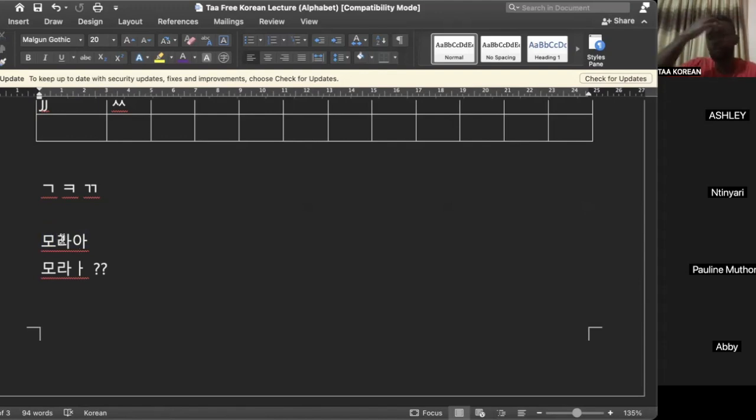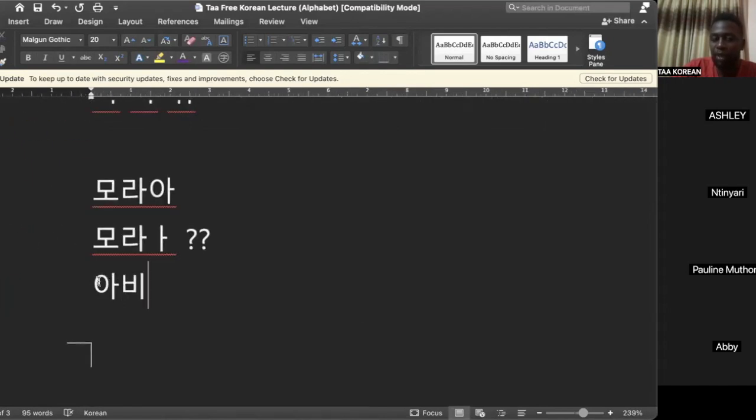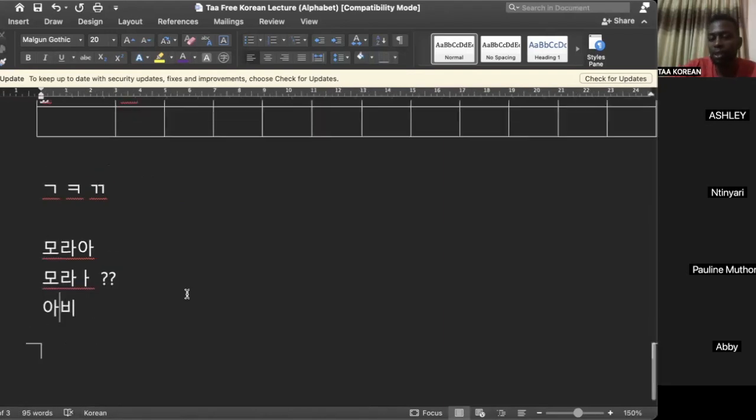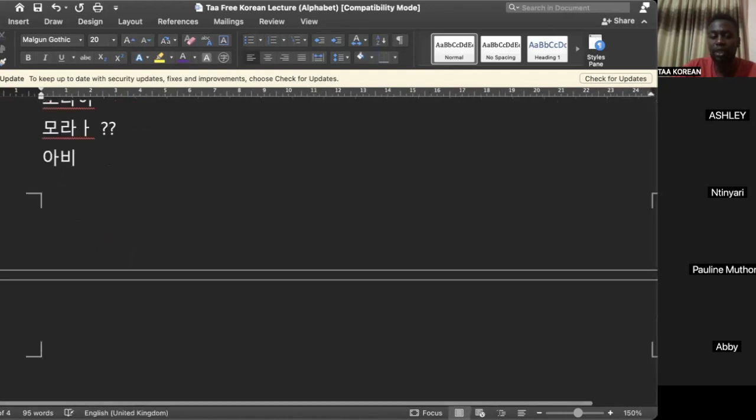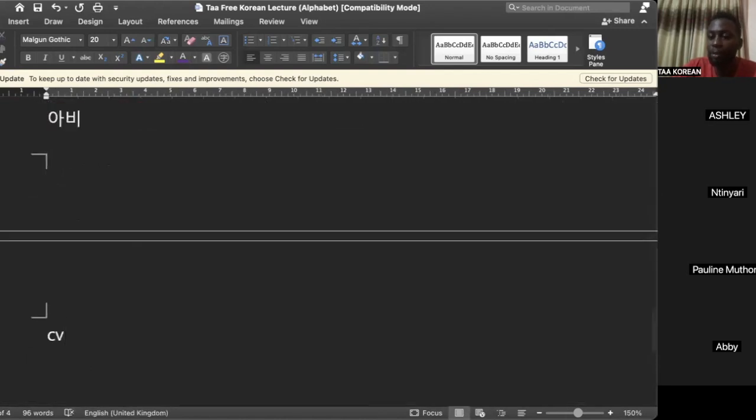Okay, if you think about the syllables, because if you were to write Abby's name, you'd write Abby like this. And then again, notice with Abby's name, we have a silent consonant here. We have this circle-looking thing. It's because in Korean you have to write a consonant and a vowel, at the bare minimum, in a syllabic block.